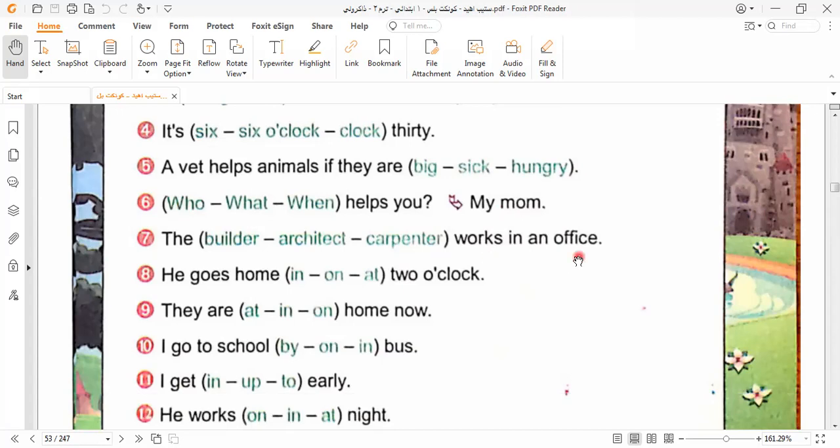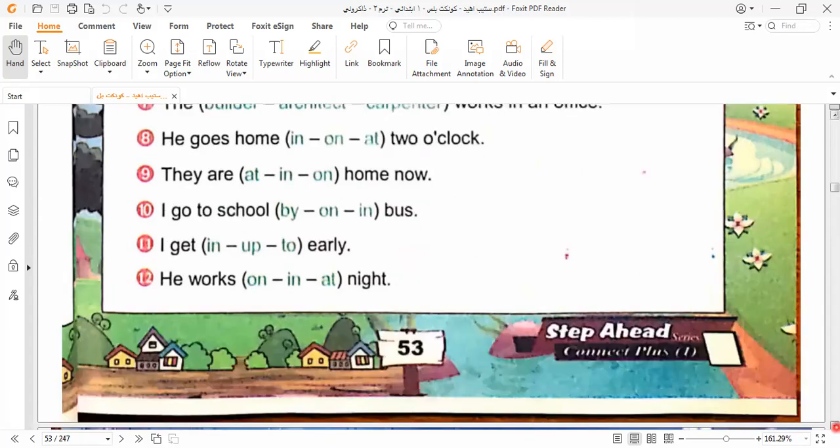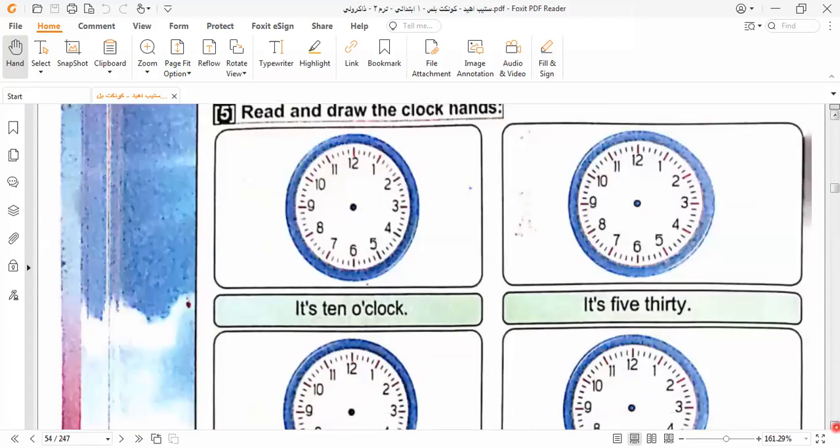Works in an office. Which one works in an office? Builder, wrong. Carpenter, wrong. Architect. So this one is the correct one. He goes home. What is the preposition that we use with time? I will leave the rest to do as homework, because I don't want to make the video long.